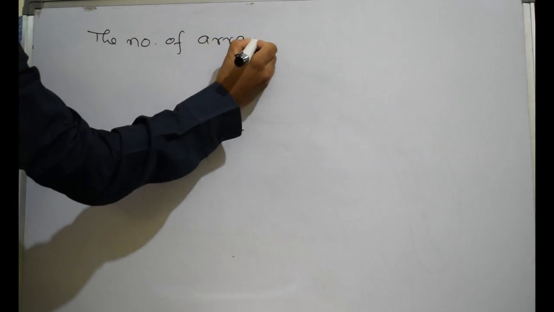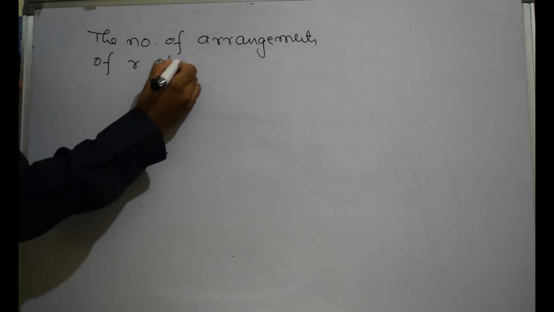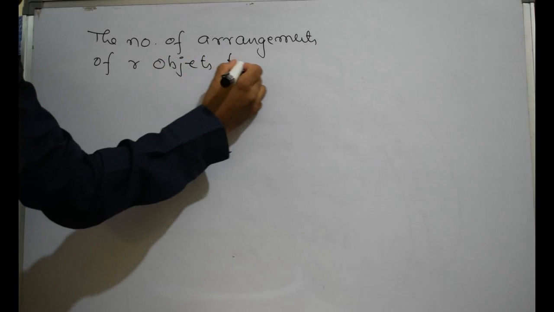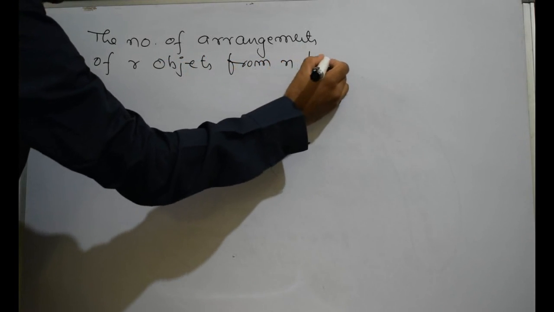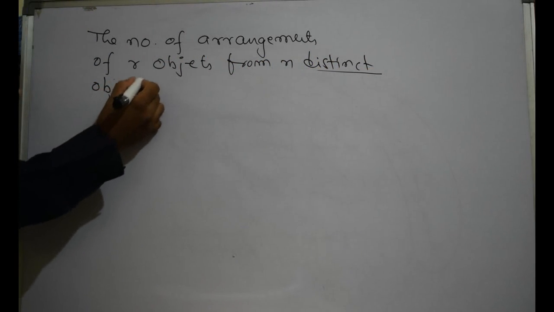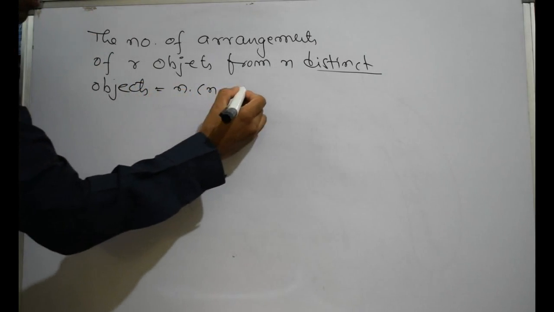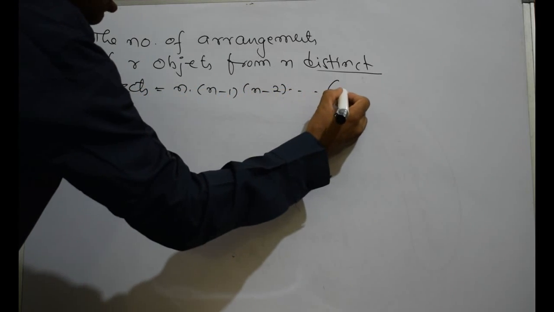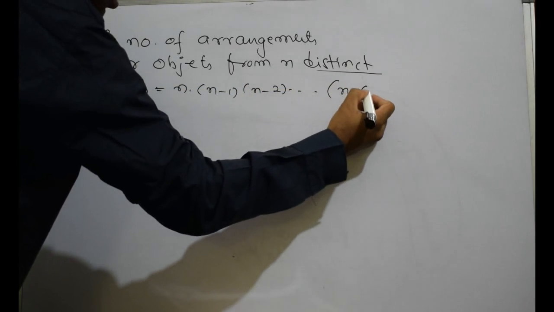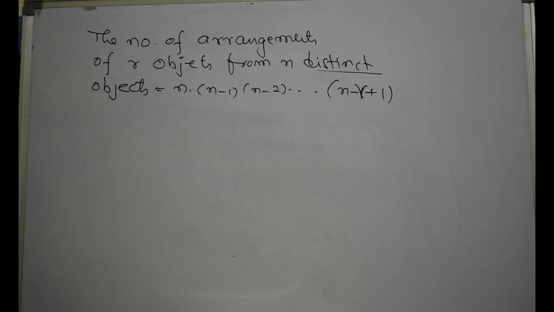So what I got, I will write now. The number of arrangements of r objects from n distinct objects given to us. This is an important point. N distinct objects. So the result is n into n minus 1 into n minus 2 and so on up to n minus r plus 1. This is the number of arrangements possible.